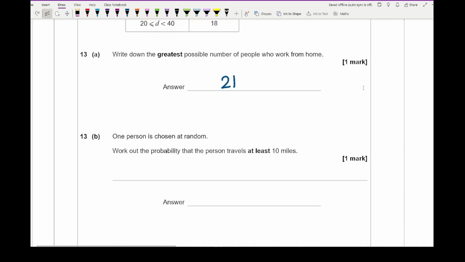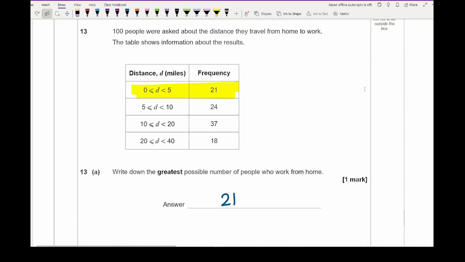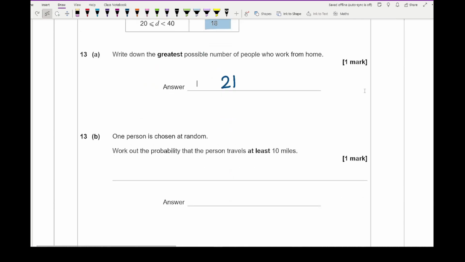Then for 13B, it says one person is chosen at random. Work out the probability that the person travels at least 10 miles. At least 10 miles means 10 miles or more, so that's going to be this frequency plus this frequency. 10 miles or more is 37 plus 18, which gives me 55. So the probability is 55 divided by the grand total of people who were asked, which is 100. We can simplify that fraction to 11 over 20.